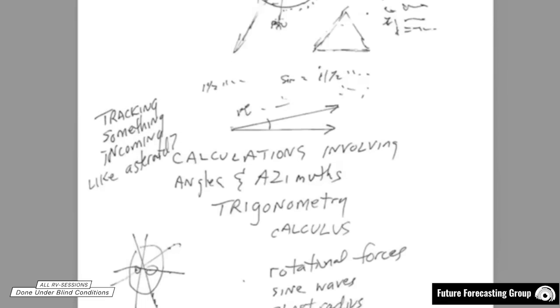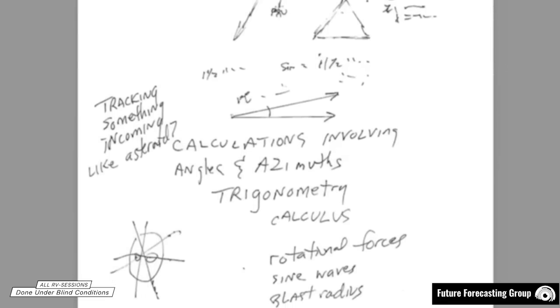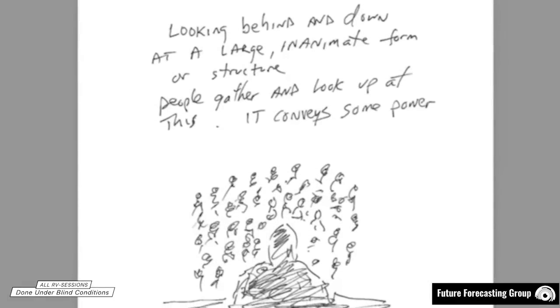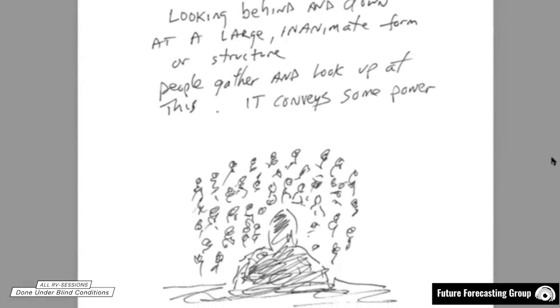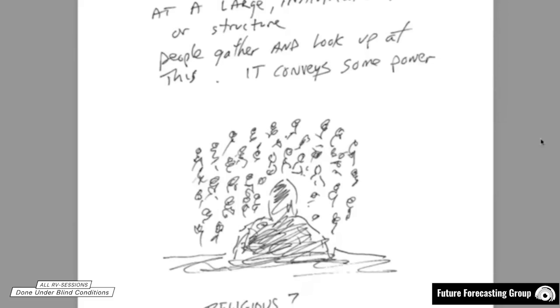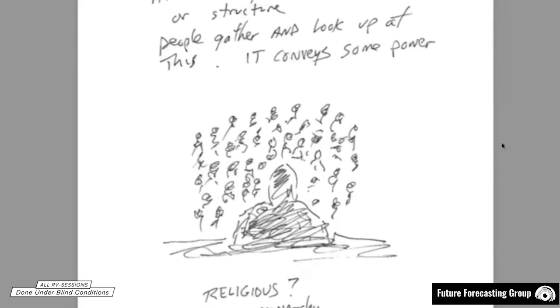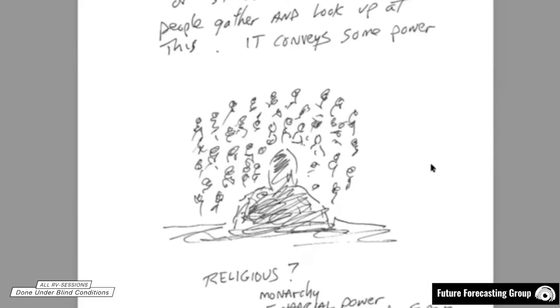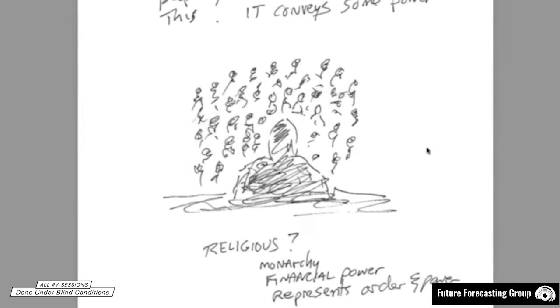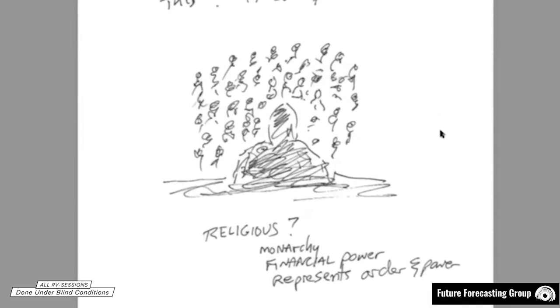So there was my, and again, something coming from above too. Looking behind and down, a large inanimate form or structure. People gather and look up at this. It conveys power. Religious, monarchy, financial power, represents order and power. So it's funny, it's on the dollar. But I didn't quite get the right shape.